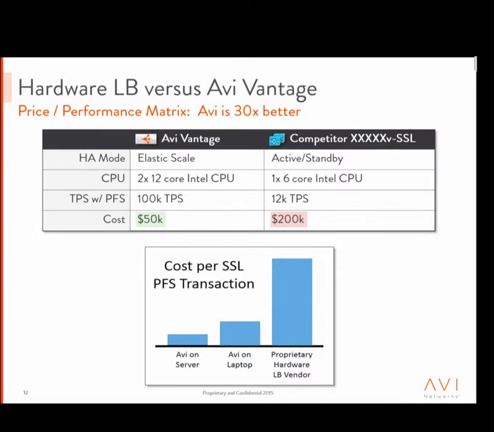If you look at the numbers, if we're using a couple of Intel CPU, let's say Dell boxes, with two boxes we can do 100,000 SSL TPS. And it costs you about $50,000 for the hardware plus the Avi software. If you look at a competitor, you're looking at about 12,000 SSL TPS for $200,000. It's about a 30x difference, which is kind of impressive. In fact, even beyond that, we did a couple of tests running Avi on just a laptop, and my laptop can outperform the high-end competitor SSL device. That's when you know that the market is so completely out of whack, when a laptop can outperform your load balancer.